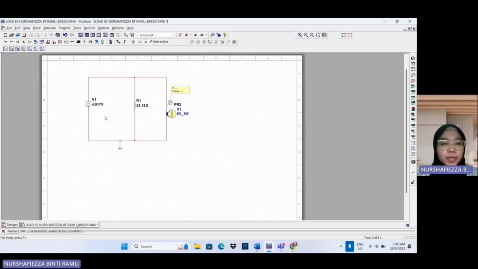The value for the DC supply that is used is 4.917 volt based on the calculation. The DC supply was connected parallel with the resistor. The value for the resistor that is used is 24.80 ohm based on the calculation. The simulation circuit was connected to the ground. When the simulation is run, the lamp will turn on.